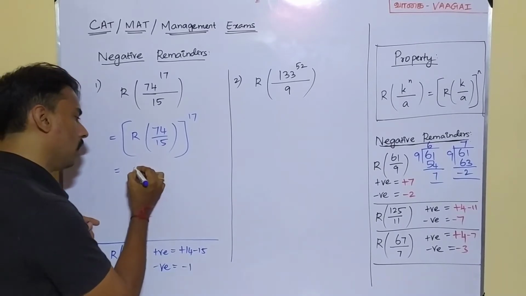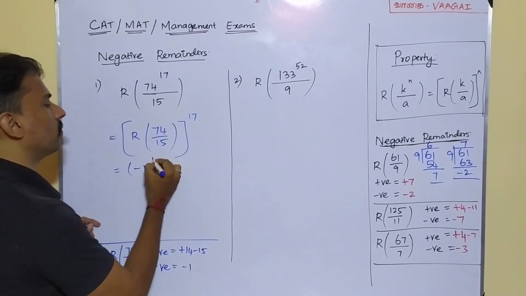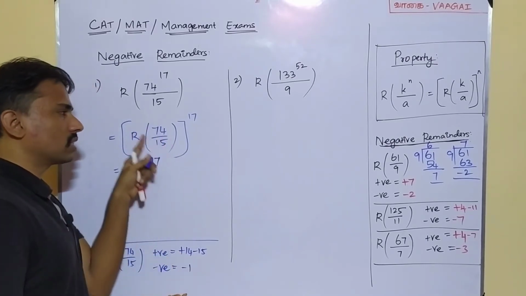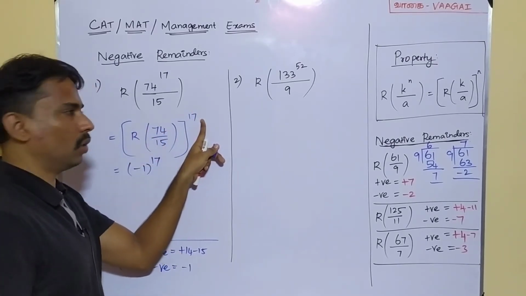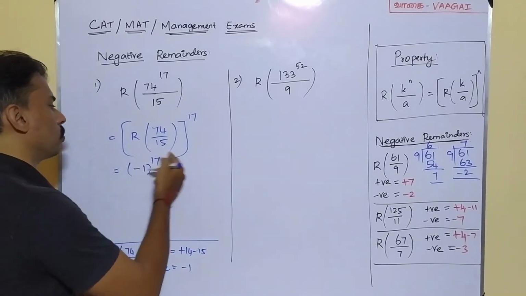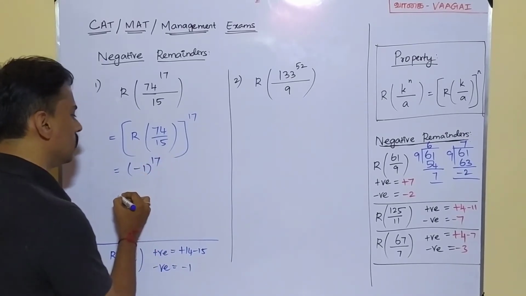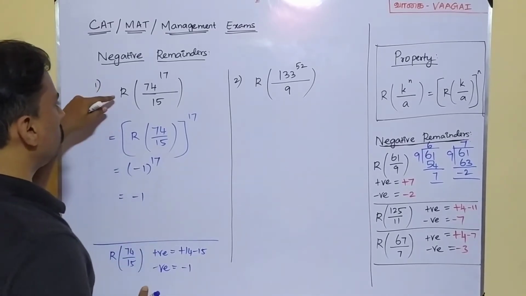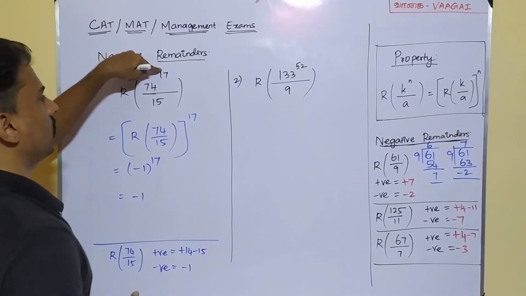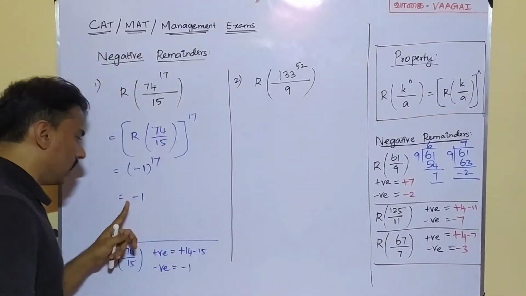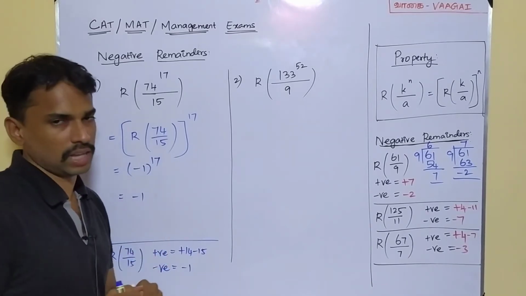So in that case, I can do minus 1 to the whole power 17. Very simple. I am getting minus 1 inside, and I'm raising it to the power I have outside, so 17. Minus 1 power 17. It's easy to say what minus 1 power 17 is. It will be simply minus 1. So that means when you divide 74 power 17 by 15, the remainder you are getting is minus 1. That's the answer.